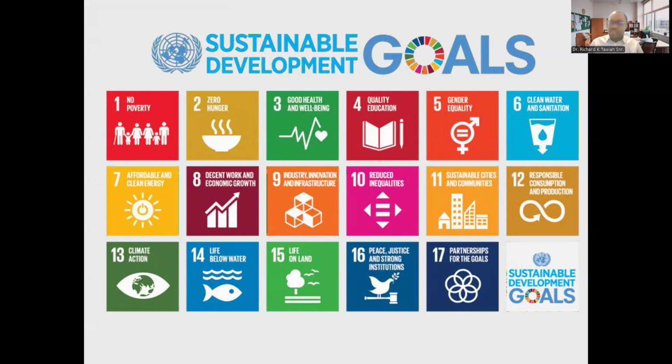Today we have 17 UN Sustainable Development Goals. It may increase. All right, so currently we have no poverty, zero hunger, good health and well-being, quality education, gender equality, clean water and sanitation, affordable and clean energy, decent work and economic growth, industry, innovation and infrastructure, reduced inequalities, sustainable cities and communities, responsible consumption and production, climate action, life below water, life on land, justice, peace and strong institutions, and partnerships for the goals.